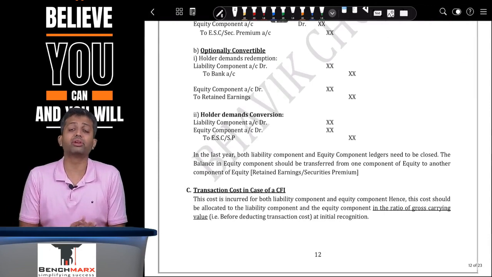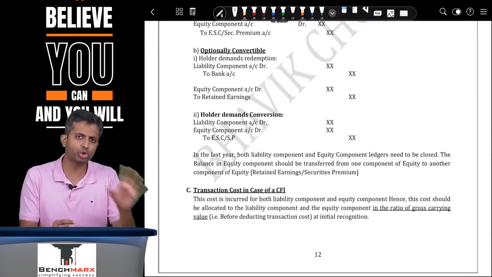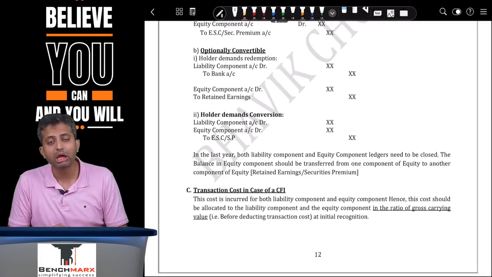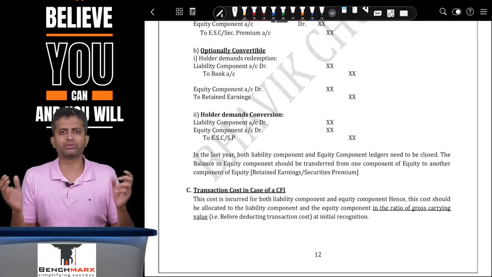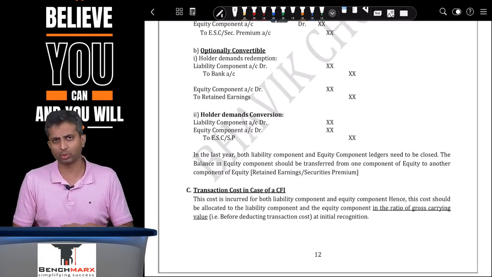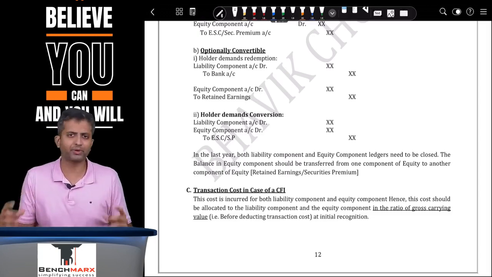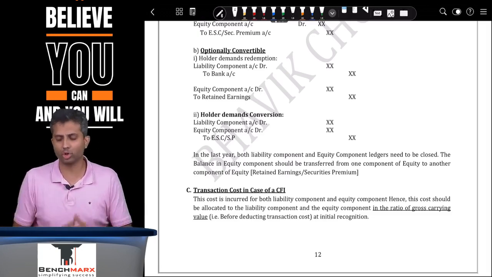Okay, now what happens in case there is a transaction cost in a compound financial instrument? Remember, the transaction cost is also attributable both towards the liability as well as the equity component. So you will allocate the transaction cost in the ratio of the carrying value of the liability as well as the equity component. Had there been no separate transaction cost, we will try to find the carrying value and then allocate the transaction cost in that ratio.